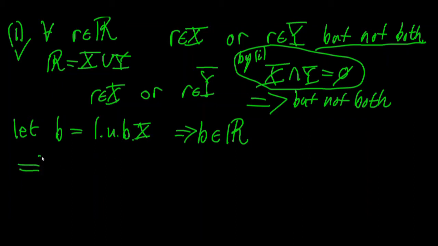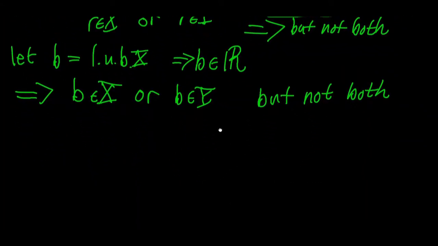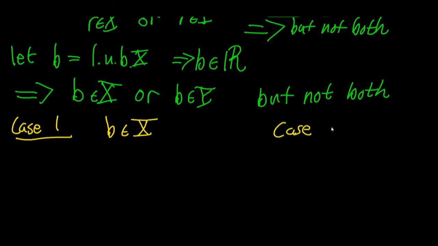So this implies, by what we just proved up here, that B is either in X or B is in Y, but not both. So we split into two cases here. For case one, B is in X. And for case two, obviously, B is in Y.